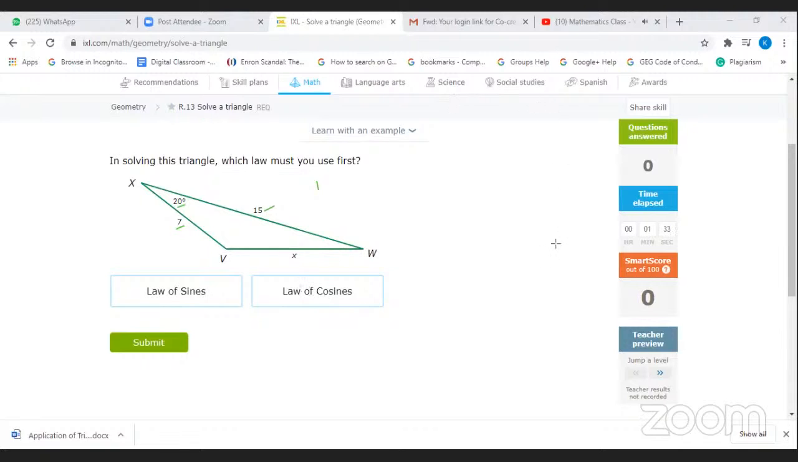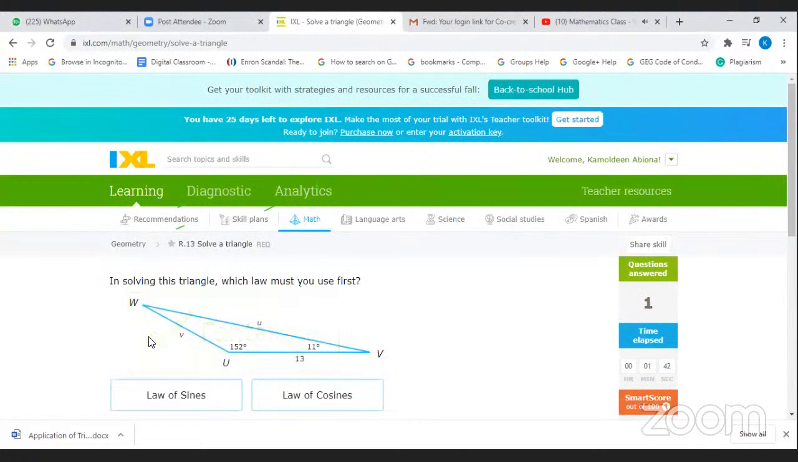Okay, I should stop this before. Yeah. Okay, so laws of cosine, then we can submit that. So you can see the next question says, in solving this triangle, which law must you use first?